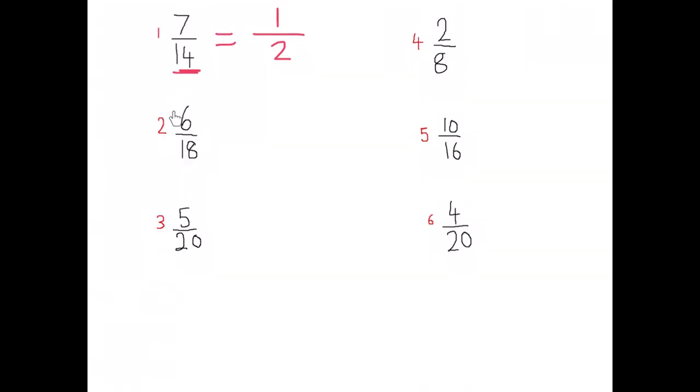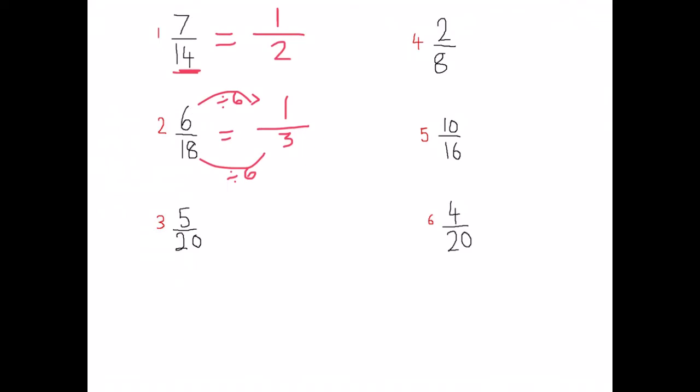Number 2, we've got 6 eighteenths. So we need to find a number that divides into both 6 and 18. And this one, 6 divides into it. So if I divide the bottom by 6 to give me 3, I have to divide the top by 6 to give me 1.